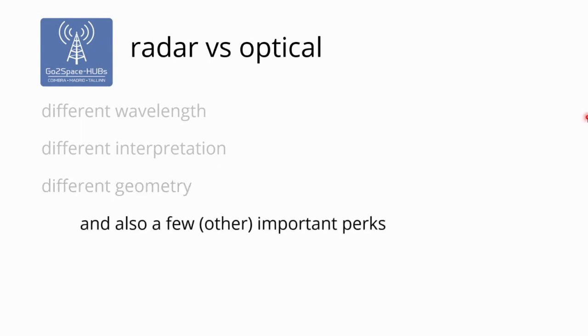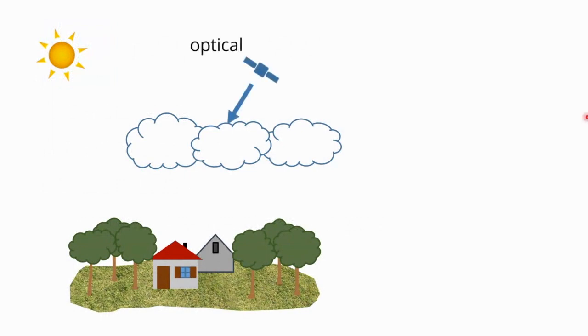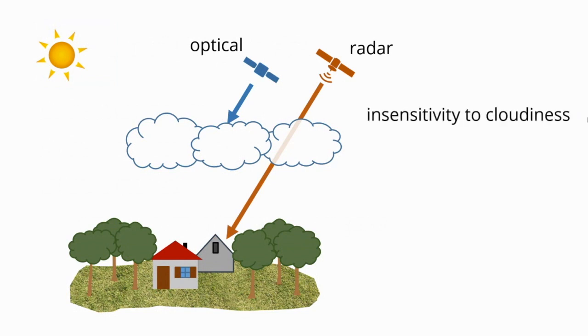Well, but there are also very interesting perks I want to talk about. The first one is that cloudiness is completely irrelevant, well, almost completely irrelevant to radar images. This length of waves is completely insensitive to cloudiness. So we can get those images more often, with higher temporal resolution. We don't need to bother with clouds anymore, actually.